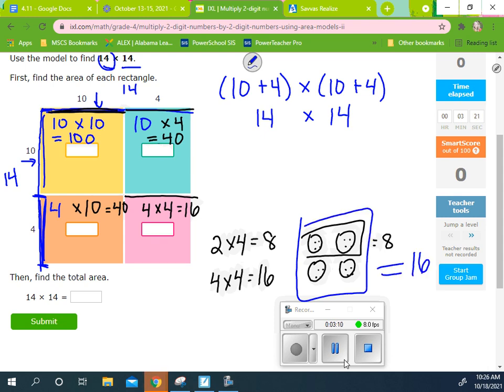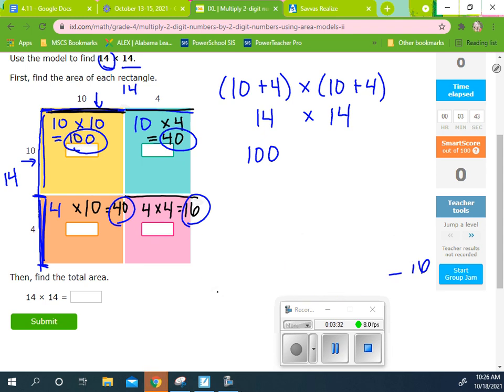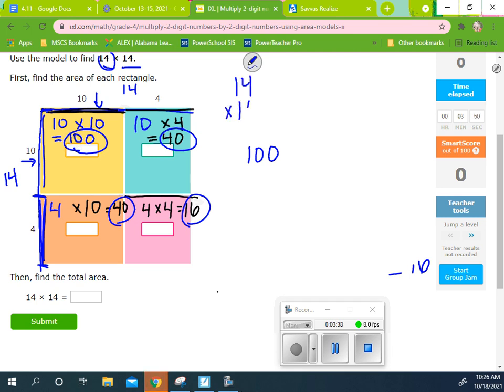I have 2 8s. These are all called our partial products here, my 100. The area of each section is a part of my product. My product is my answer to my multiplication. So I'm going to add up every single section. Let me clear some away so we can see it better. So we're finding 14 times 14.